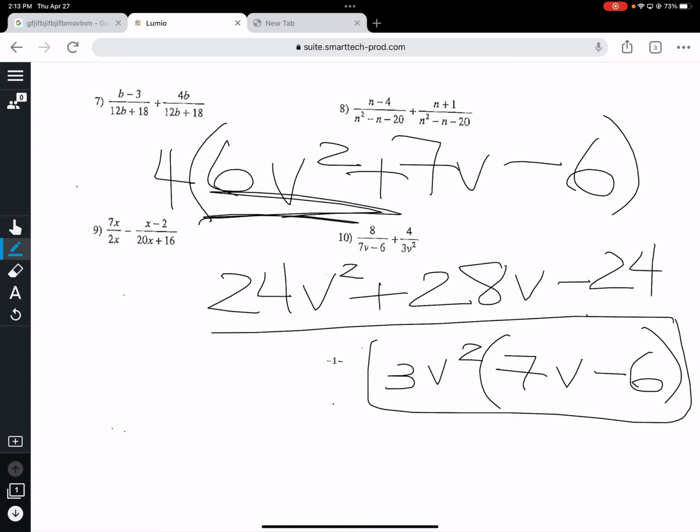Okay, would the excluded value just be 0? No, I'm glad you asked. That would be the excluded value for the 3v squared. What would the excluded value be for 7v minus 6? Positive 6 over 7. Make it equal 0, move the negative 6 over as a positive 6, and divide by 7. So we say v squared is equal to 0? Because you would have 3v squared equals 0, so v squared equals 0.